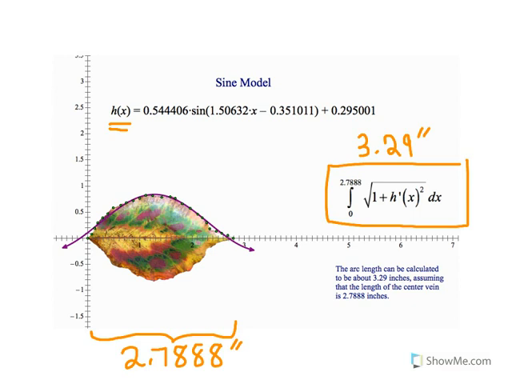We could then repeat the process for the bottom of the leaf and then get the total arc length for the leaf. So this is an example of how you could use some basic mathematical tools to measure an object from nature, such as one of the leaves that appeared in that photograph.